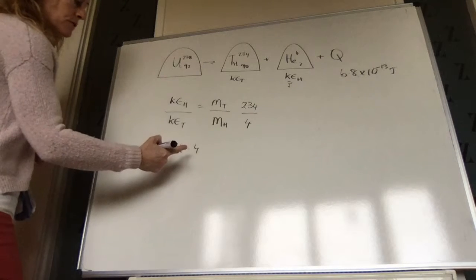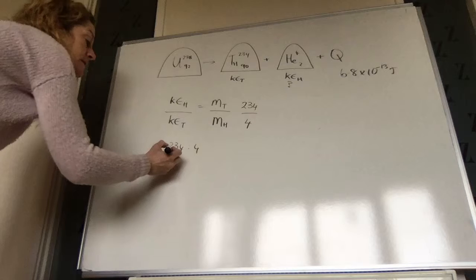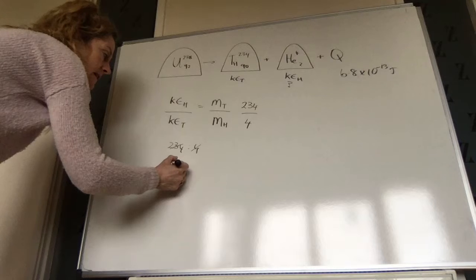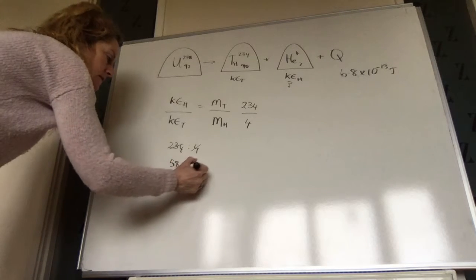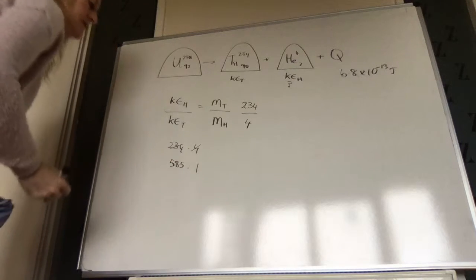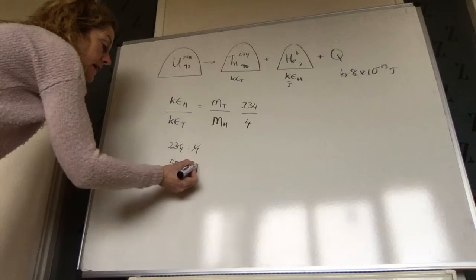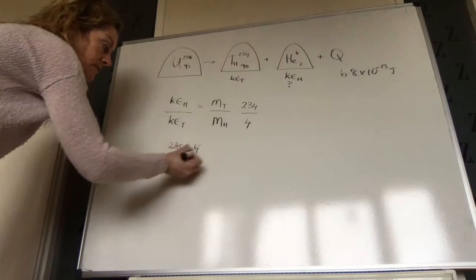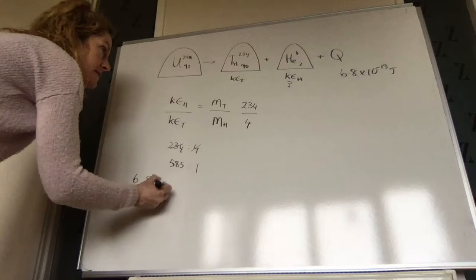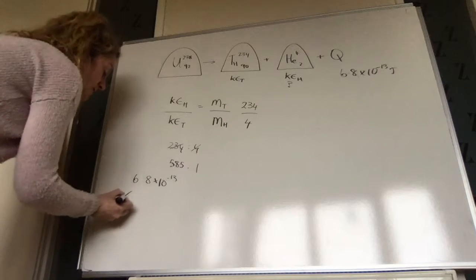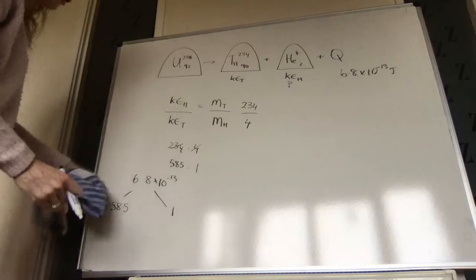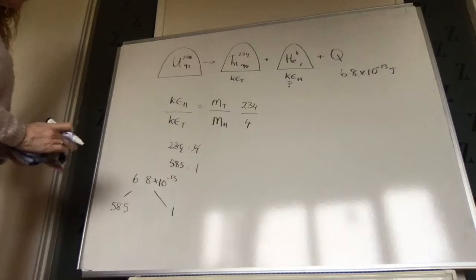Now, how you do ratios is up to you. If you like, you can divide by 4, so it becomes 58.5 is to 1. You can view it as that ratio or that ratio, it doesn't matter. So what you need to do now is break up 6.8 by 10 to the power of minus 13 into the ratio 58.5 is to 1, or 234 is to 4.